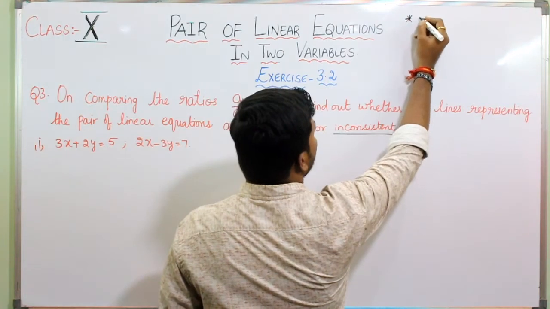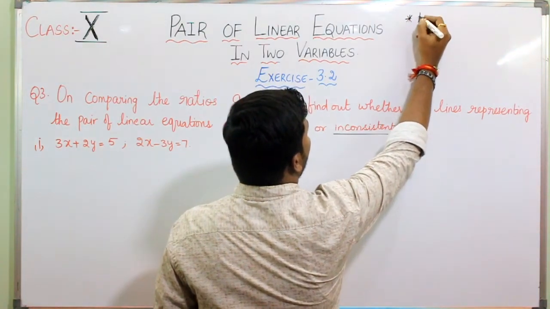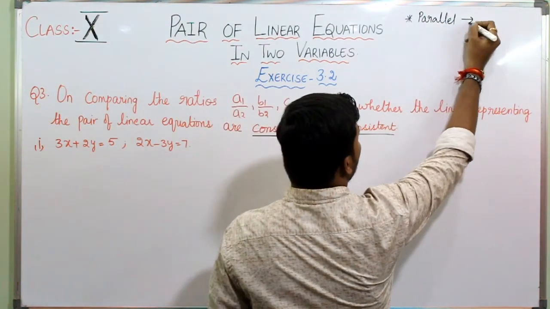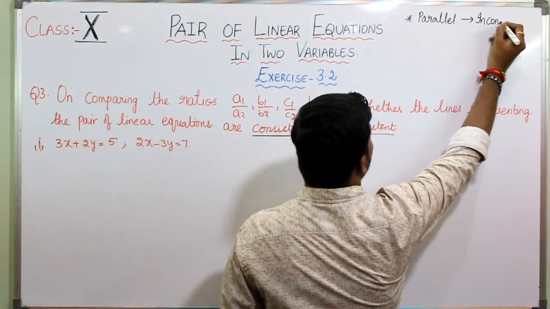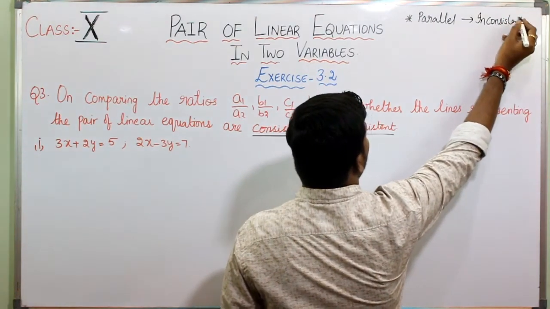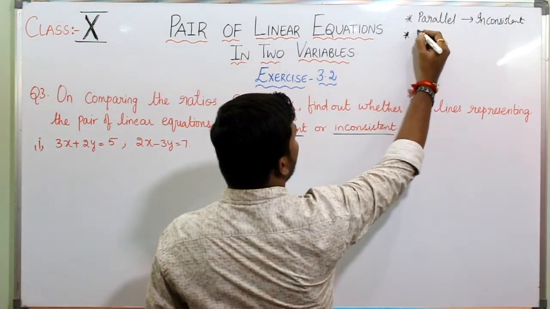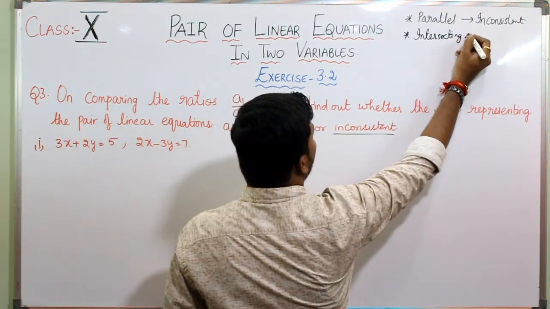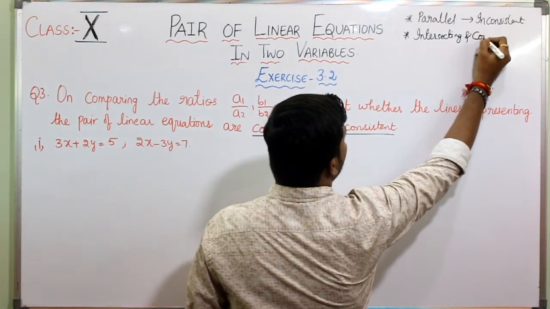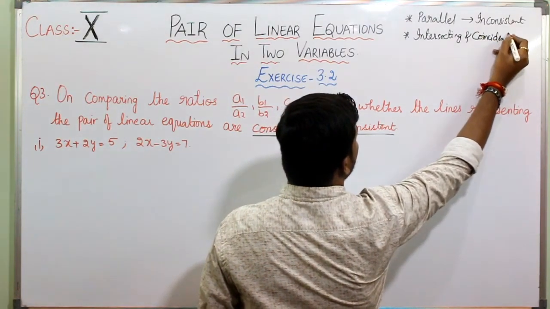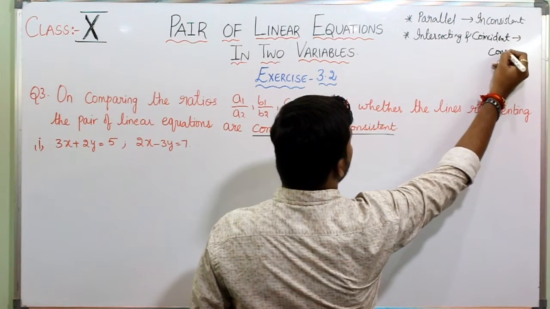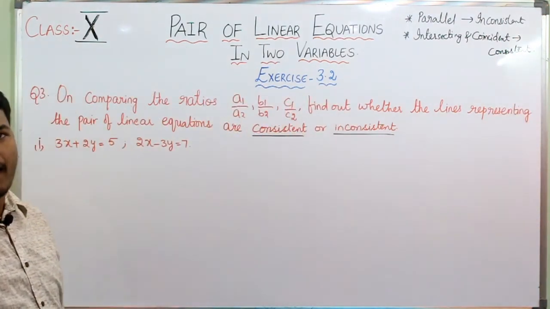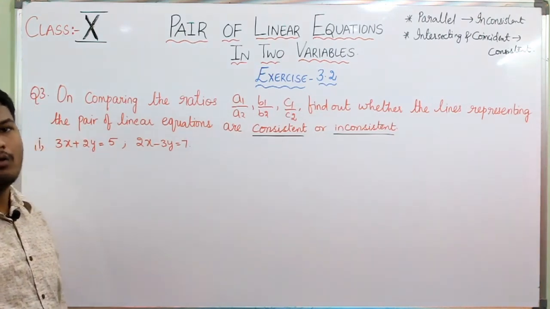If the given lines are parallel, then we say them as inconsistent. Okay, and if the lines are intersecting, and coincident, they are consistent. So we have to check whether the lines are parallel, intersecting or coincident.